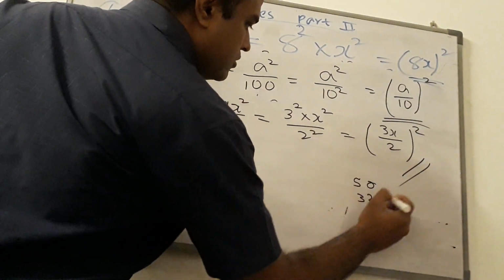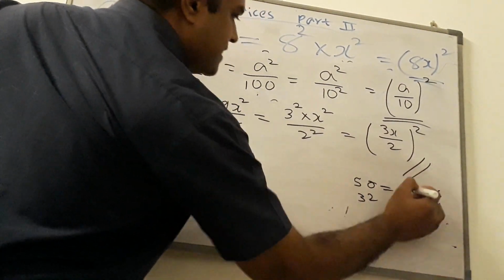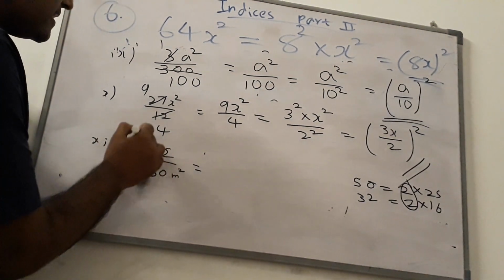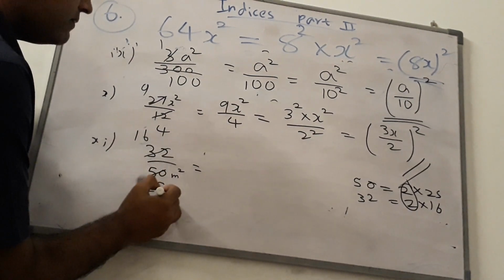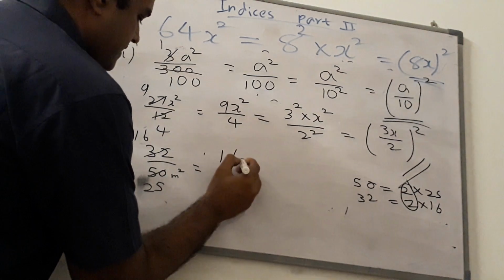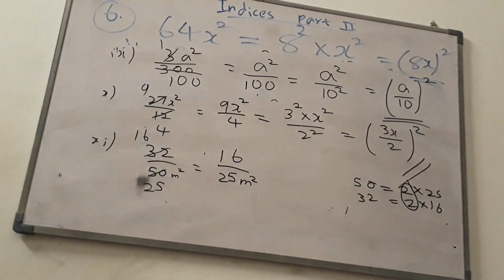50 can be written like 2 times 25. 32 can be written like 2 times 16. Here 2 is the common factor. So if we simplify 32 and 50 by 2, 32 means 16, 50 means 25. Here we can simplify 32 by 4 as well, but 50 cannot be simplified by 4. So the only way is to simplify 50 and 32 by 2. So it is 16 over 25m squared. This is the answer we get as the second step.